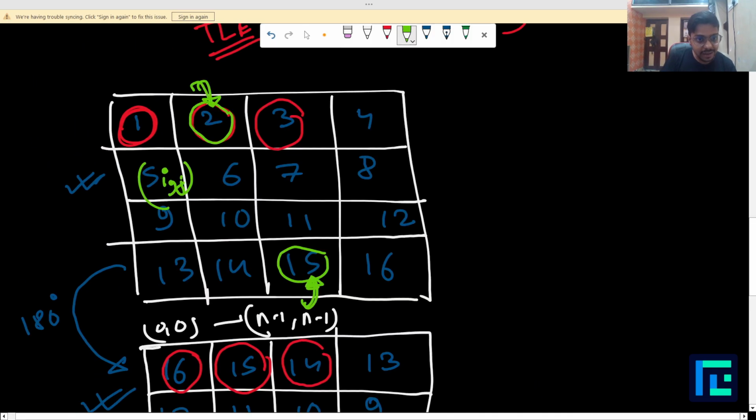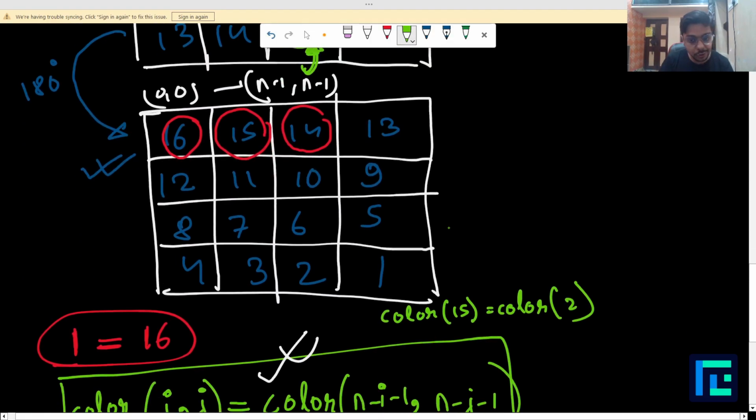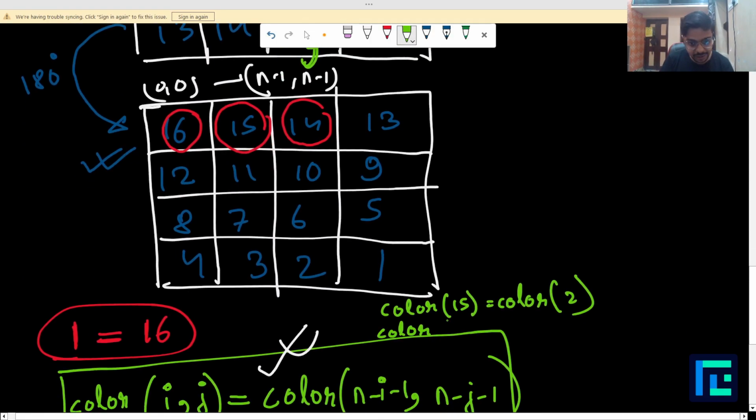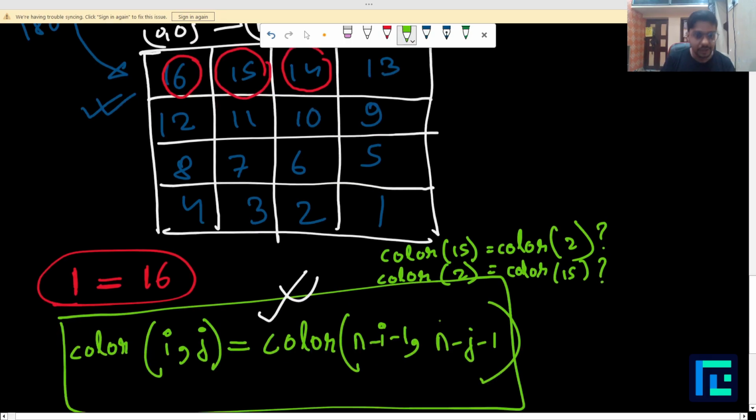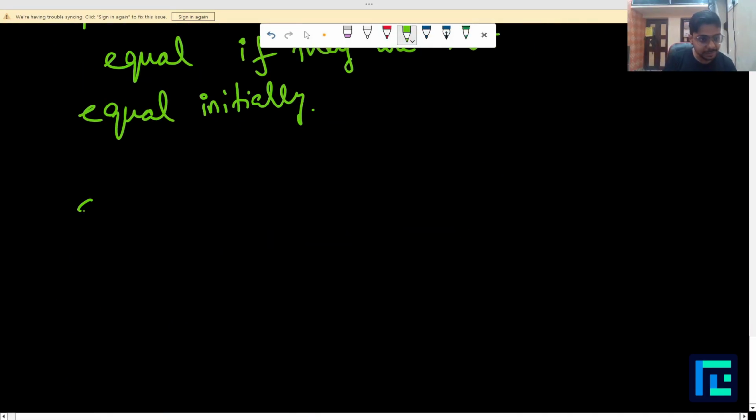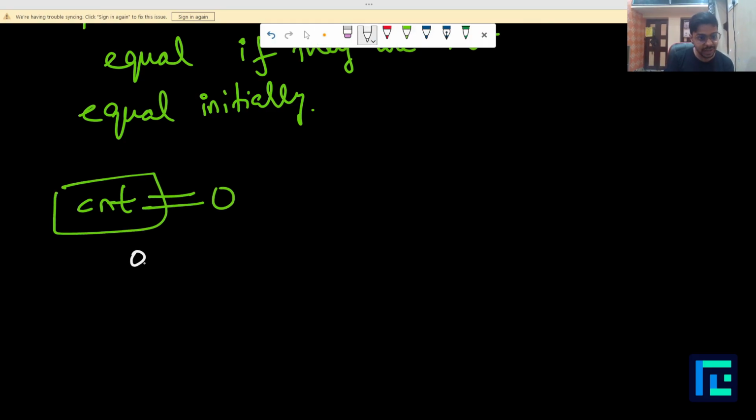Similarly, when I will be at cell 2, what will I check? I will check whether color of 2 is equal to color of 15 or not. This is what I will check. So what I can do is I can simply keep a variable count initialized to 0, iterate from cell 0, comma 0 till n minus 1, comma n minus 1.